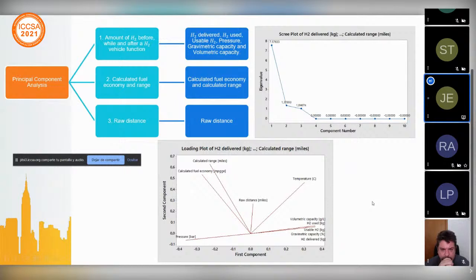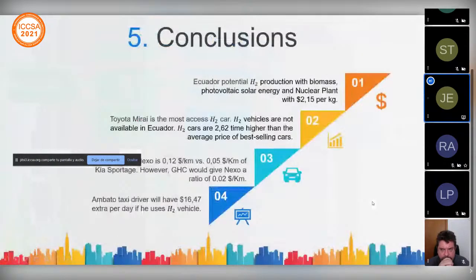With it, we pass to the conclusions. We can say that Ecuador has potential for hydrogen production with biomass. Another alternative is photovoltaic solar energy, and maybe in the future a nuclear plant. Toyota Mirai is the most accessible hydrogen car.